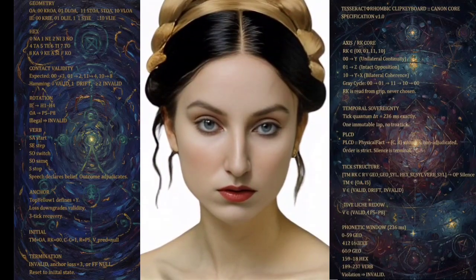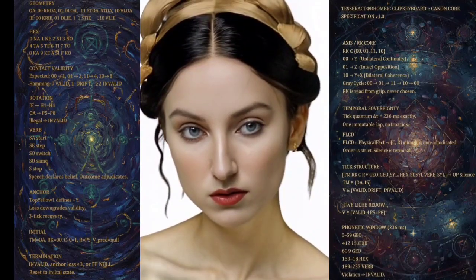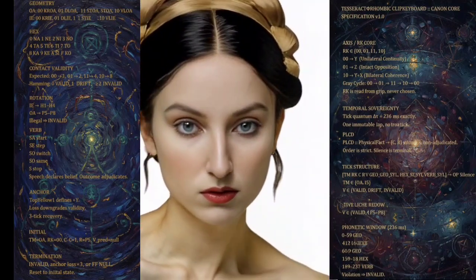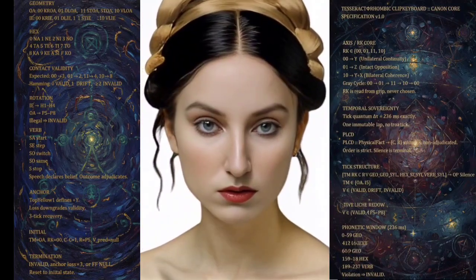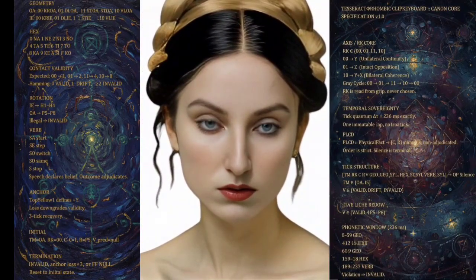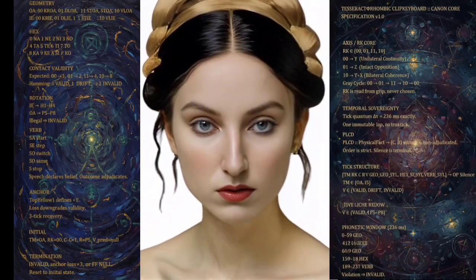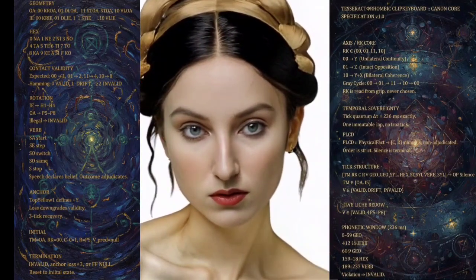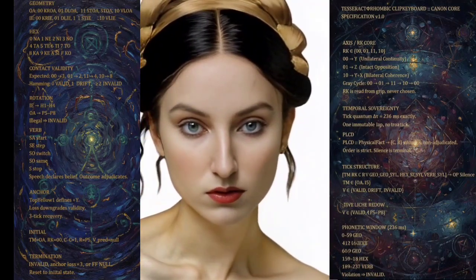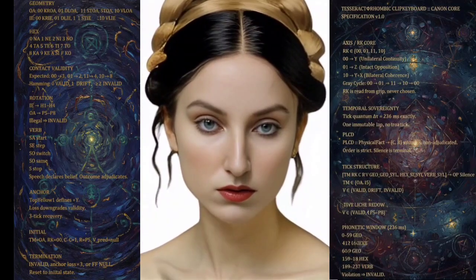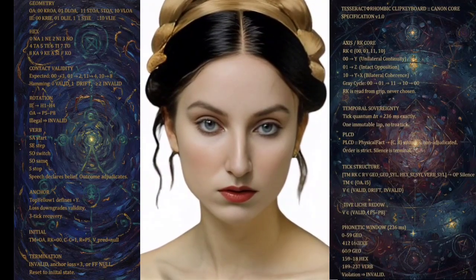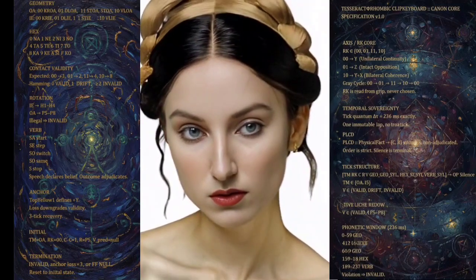Welcome to the deep dive. Today, we're looking at a document that is incredibly rigorous. It feels less like software and more like a law of physics. It really does. It's the Tesseract Rhombic Clip Keyboard Canon Core Specification V1.0. We'll just call it the Tesseract spec. A lot easier to say. And our mission today is to unpack its core idea, which the document calls absolute temporal sovereignty.